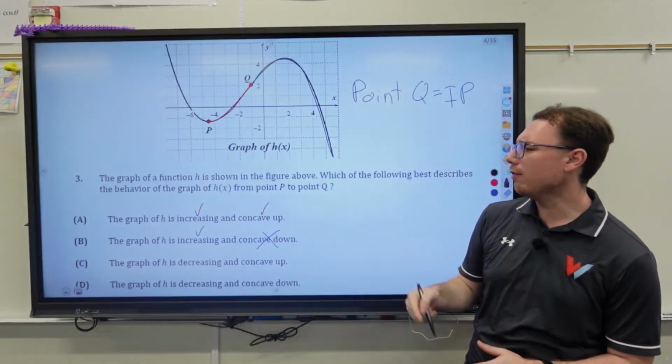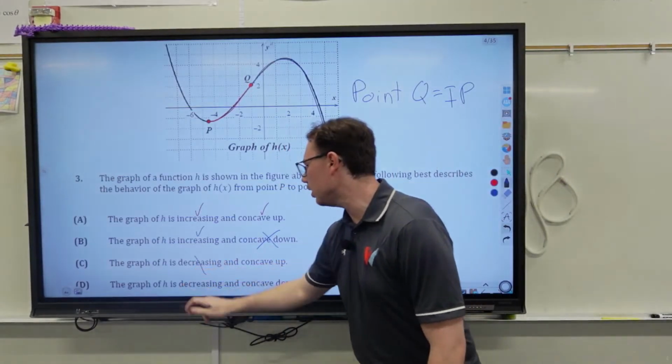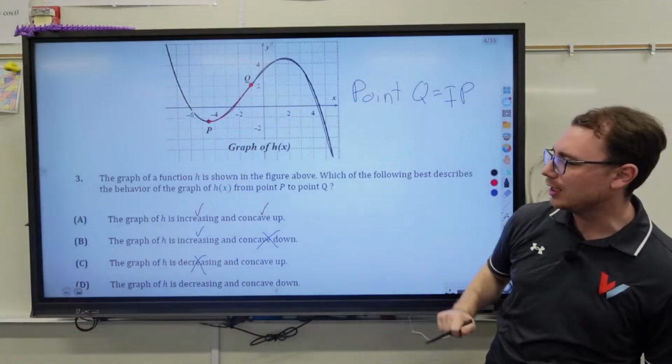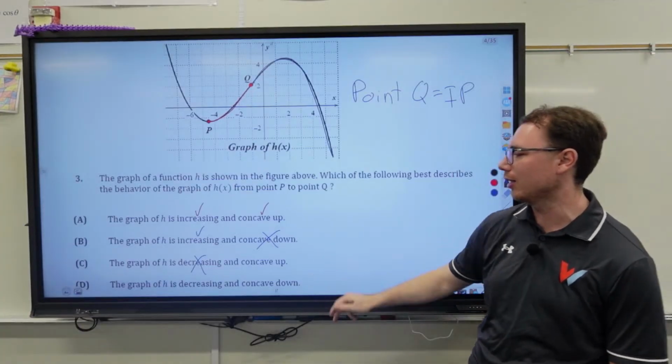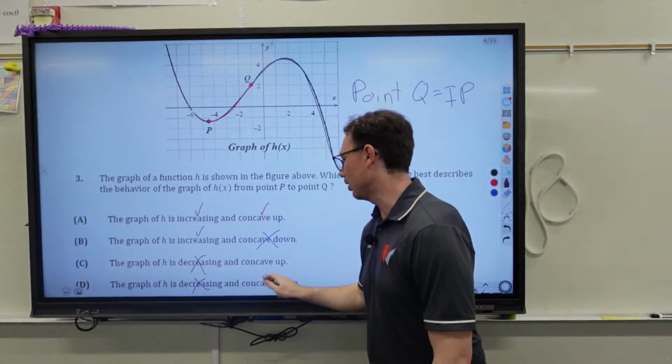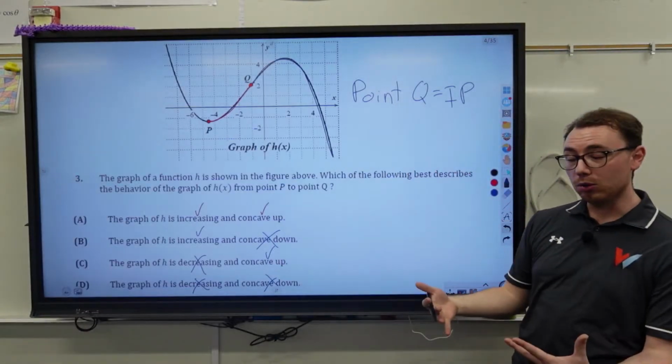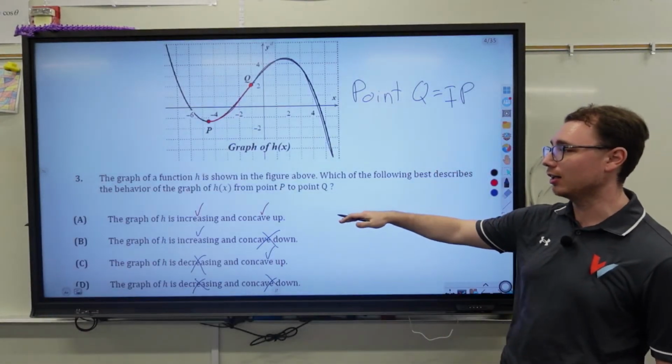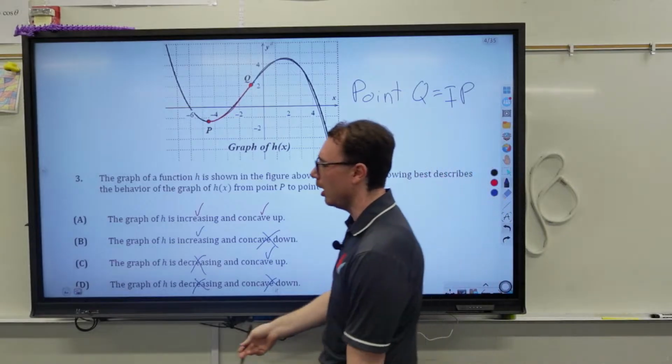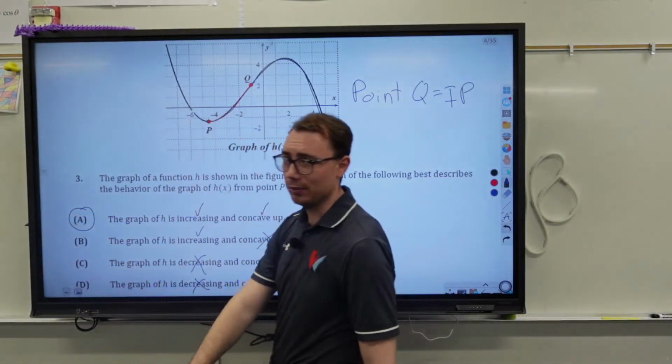For C, the graph of H is decreasing. Well, already we know that's wrong. Same thing for D here. The graph of H is decreasing and concave down. We also know that this is wrong here. The only one that has both those correct statements, increasing and concave up, is A. So A, our first guess, was 100% right.